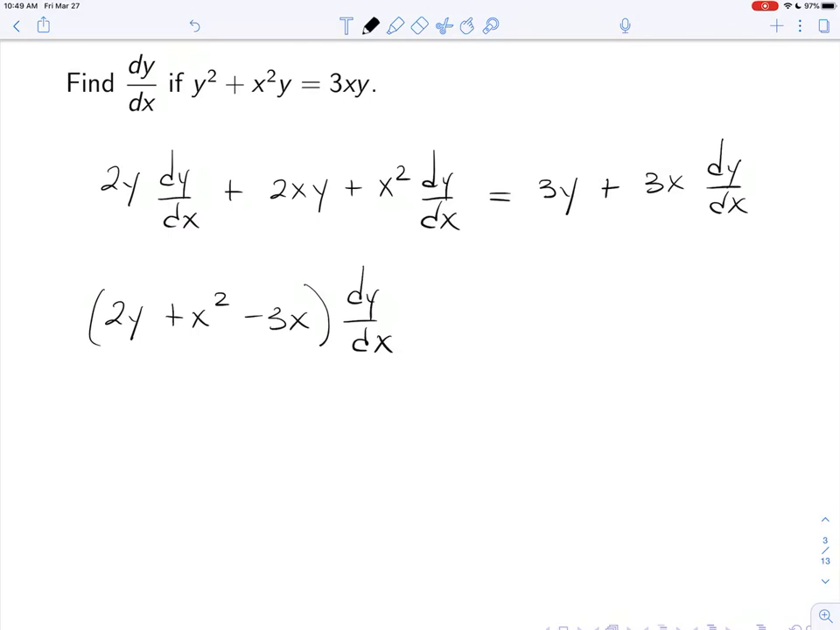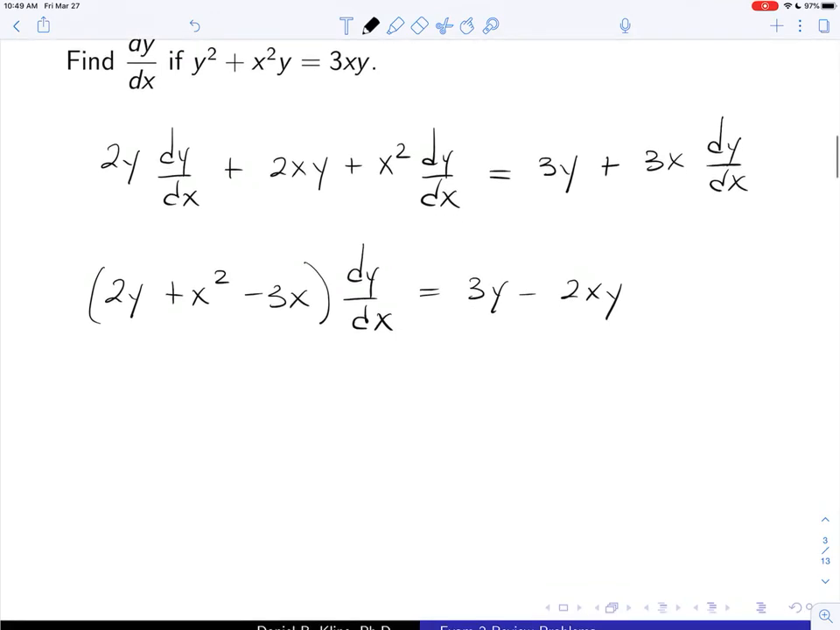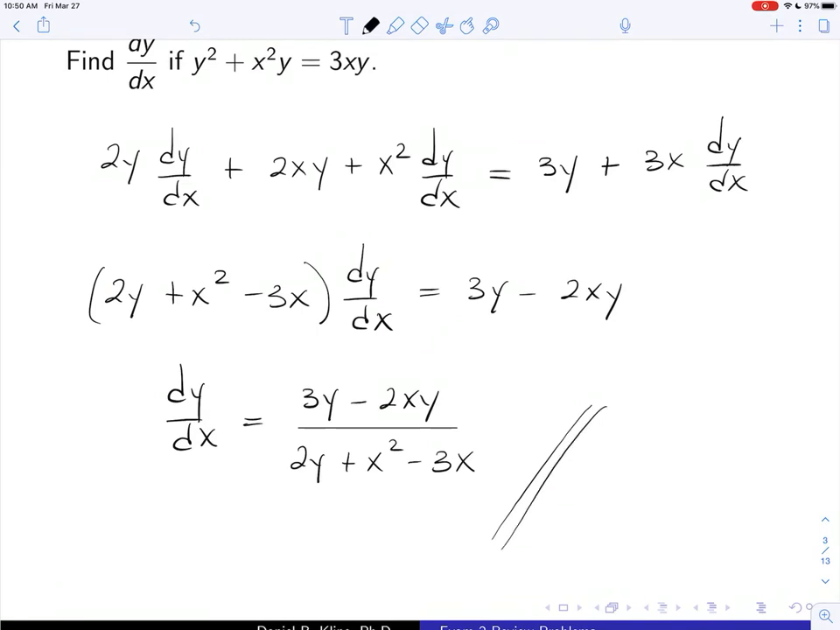If you're having trouble with the algebra there, pause this and work it out yourself. And this equals, what, 3y minus 2xy. And so now at this point, I'm going to just solve for dy/dx. I've got it. dy/dx is 3y minus 2xy divided by 2y plus x squared minus 3x. And that's it. All right, so on to the next one.